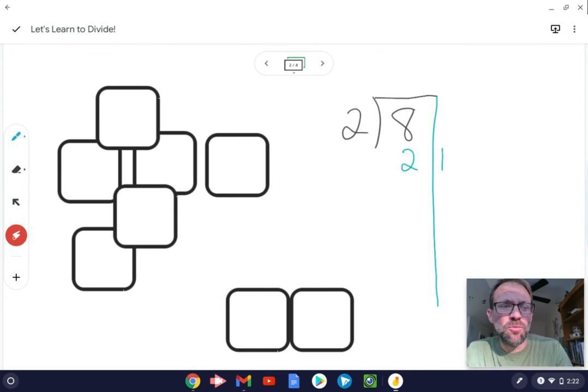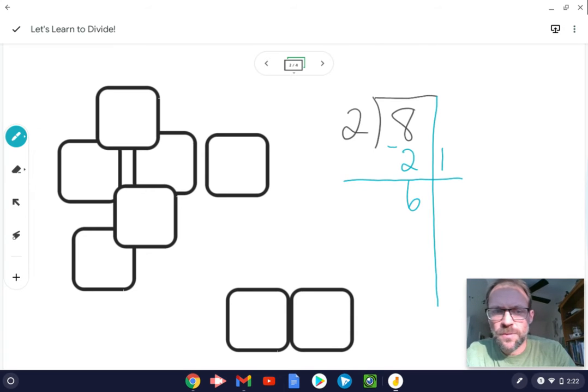Well, the way we record taking these 2 blocks out of the pile of 8, the way we record taking them away from the pile of 8, is by subtracting, taking 2 away from 8. So we write our equal sign and our subtraction sign, then we subtract 8 minus 2, and we get 6. And look at that. We have 1, 2, 3, 4, 5, 6 blocks left over.